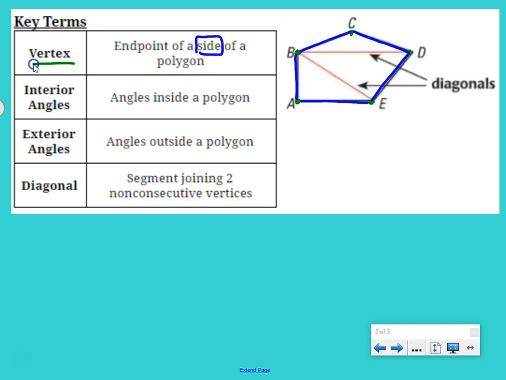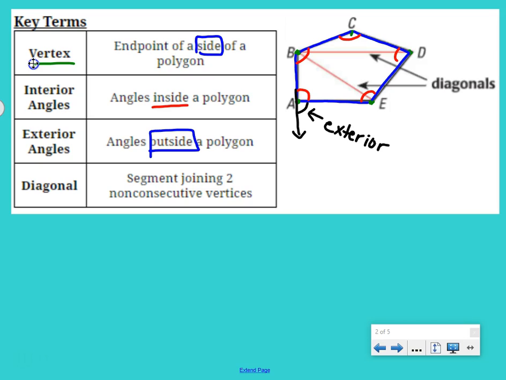Interior angles are angles inside a polygon. So this would be an interior angle. So you can have an interior angle at each vertex. Exterior angles would then be angles outside a polygon. So if we extend one of these sides, so we could here extend A, and then this angle right here is outside of the polygon, so we call it an exterior angle.